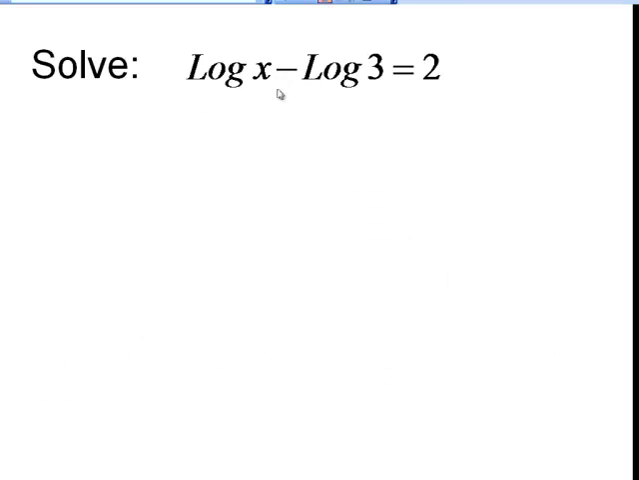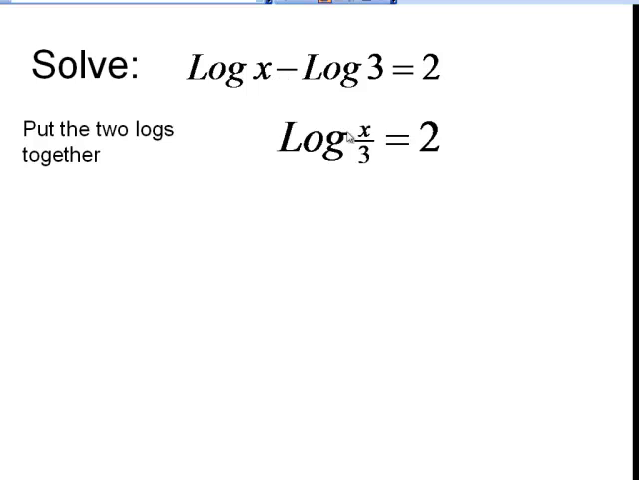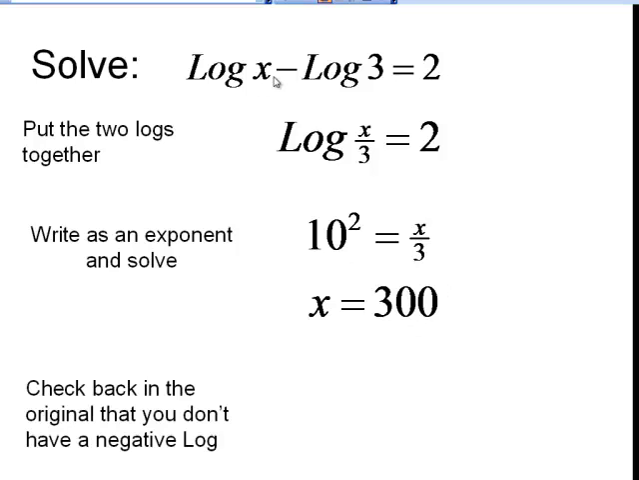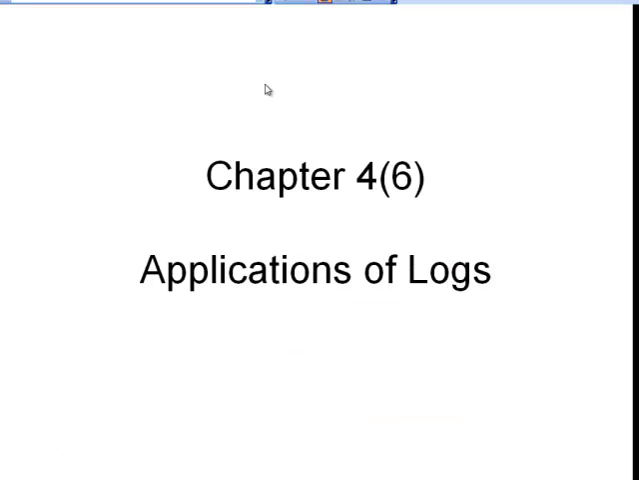Okay, this you're going to have to combine the logarithms. You'll get log of x divided by 3 because you have subtraction, is equal to 2. Then this is a 10, so it's 10 squared is equal to x over 3. That's 100 equals x over 3, multiplied by 3, so x is 300. And you do need to check to make sure this answer, when you plug it back in, all the x's are positive. And that's section 5.